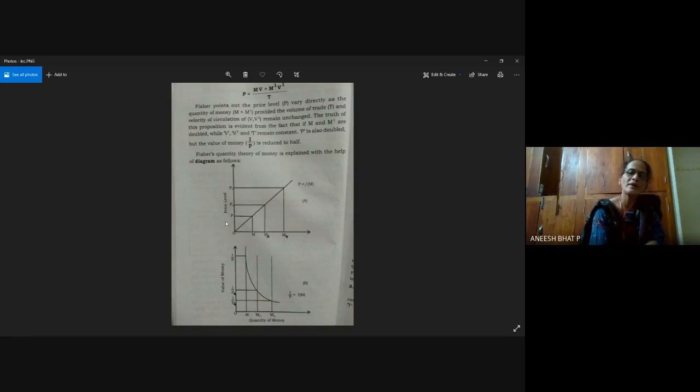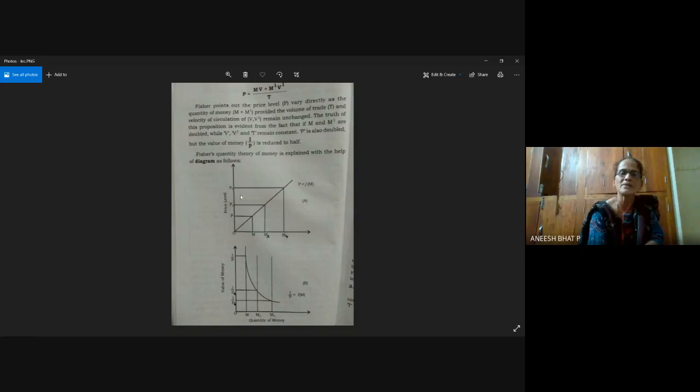So here it is clear that price level, according to Irving Fisher, is not independent. Price level depends upon supply of money. It means when supply of money increases, price level increases. When supply of money increases or doubles, price level also doubles. So it is a passive factor according to Irving Fisher.